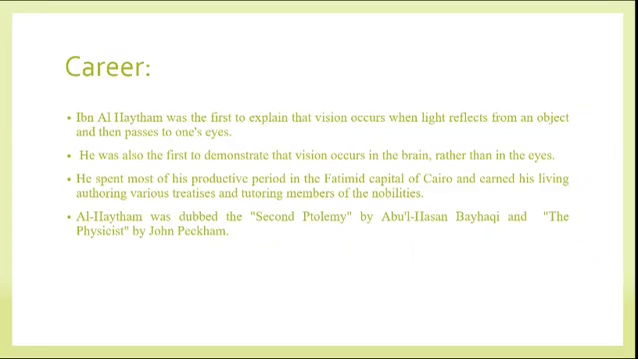About Ibn al-Haytham's career. Ibn al-Haytham was the first one to explain that vision occurs when light reflects from an object and then passes to one eye. The second point is he was also the first to demonstrate that vision occurs in the brain rather than the eye. He spent most of his productive period in the Fatimid Caliphate of Cairo and earned money from tutoring nobilities. Ibn al-Haytham was dubbed the second Ptolemy by Abu al-Hasan and the physicist by John Peckham.